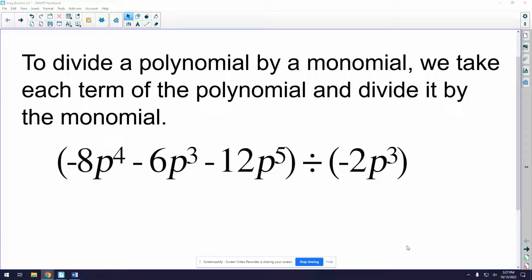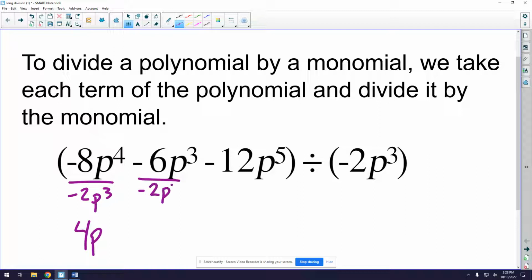So you're going to take the first term, -8p to the fourth. You're going to divide that by -2p to the third. Two negatives make a positive. 8 divided by 2 is 4. And when we are dividing, we subtract our exponents. 4 minus 3 gives you p. Then you're going to move on to the next one and divide that also by -2p to the third. Two negatives make a positive. 6 divided by 2 is 3. And p to the third divided by p to the third gives you p to the 0, which means no p's.